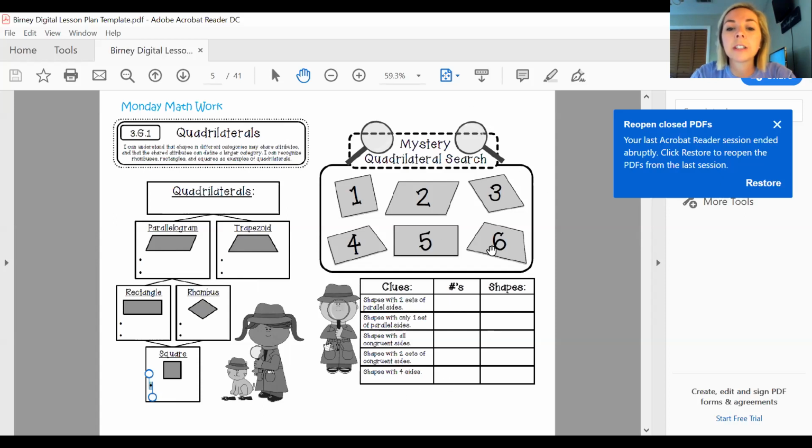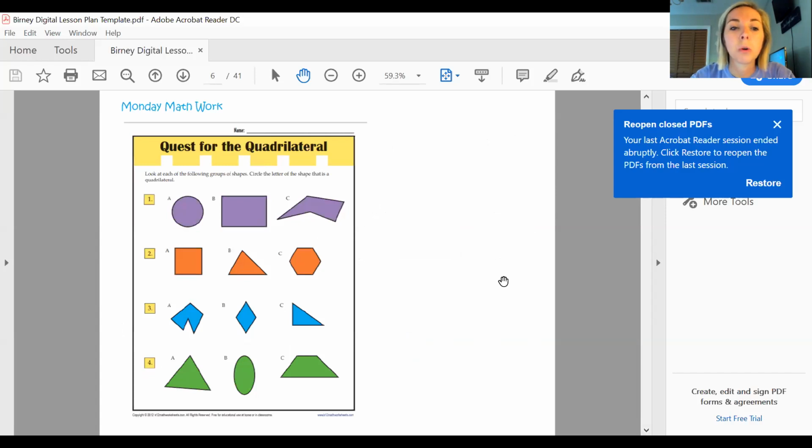And then over here, here's a little mystery quadrilateral search. So you're going to look at number 1. You're going to figure out which number you think fits it. So we're going to go over those definitions. And then here's one more. You're simply going to look at the shapes and decide, are they quadrilaterals or are they not? So for today, I've got our PowerPoint.